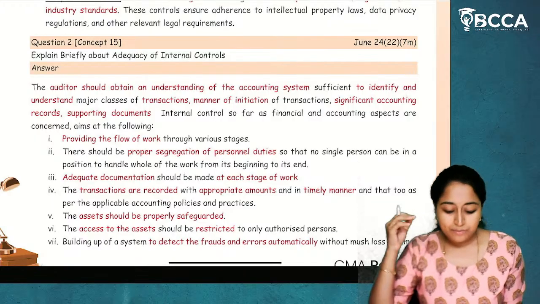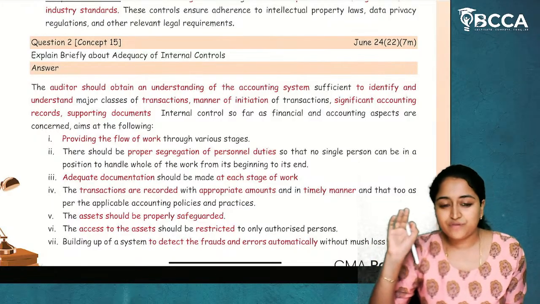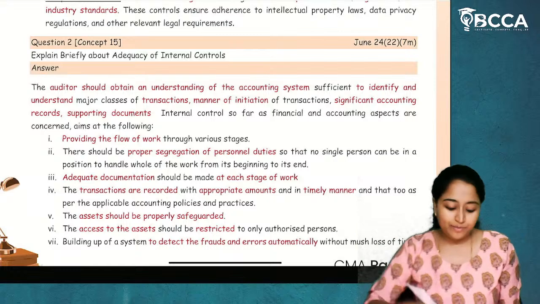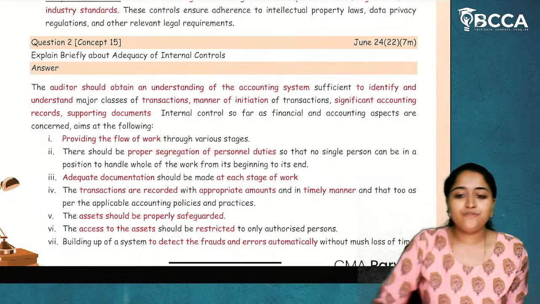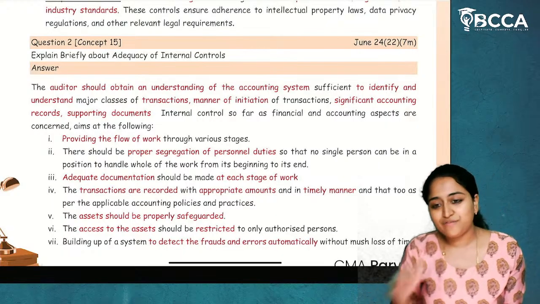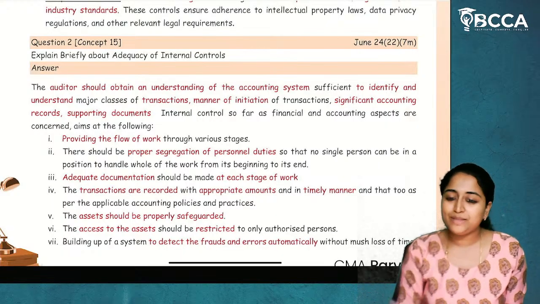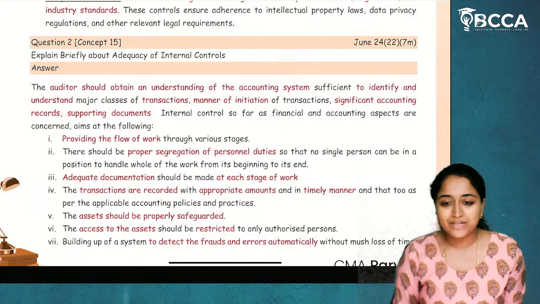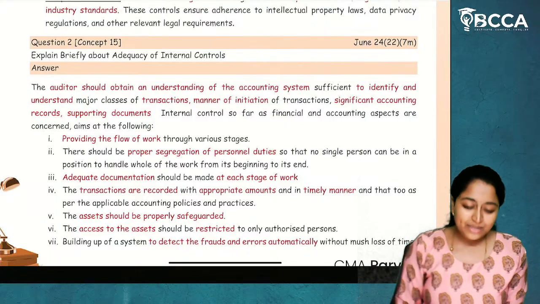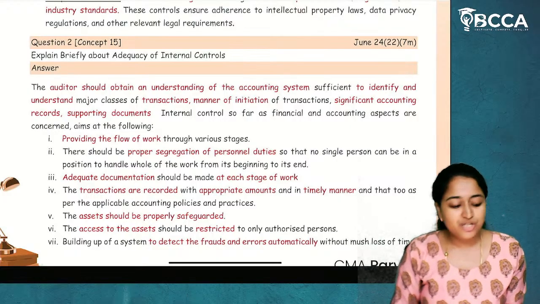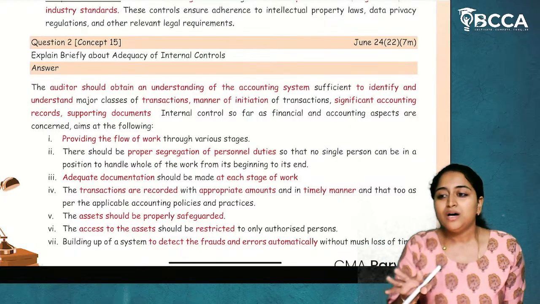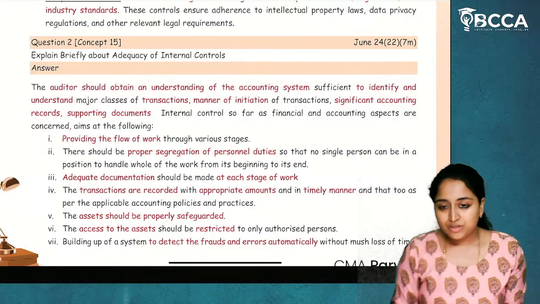Now, there is a major question which I have heard from many students. Ma'am, should we remember all these points? Try to remember as much as possible. If you are only able to remember 5 points, go and write 5 points. If you are able to remember all the points, go and write all of them. Now, what is the maximum number of points we have to write in the examination? Try to write around 6 to 7 points. That's more than enough.